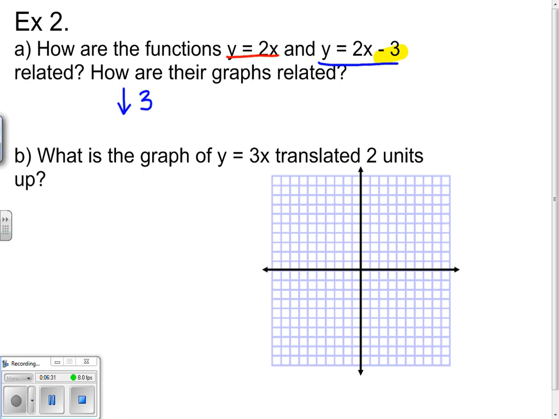Letter B, what is the graph of y equals 3x translated 2 units up? So you have two options for this. You can graph y equals 3x and move it, or you can get the equation. At this point, it's probably more comfortable for you to graph y equals 3x and then move it. Y equals 3x goes through the origin, goes up 3 and over 1.